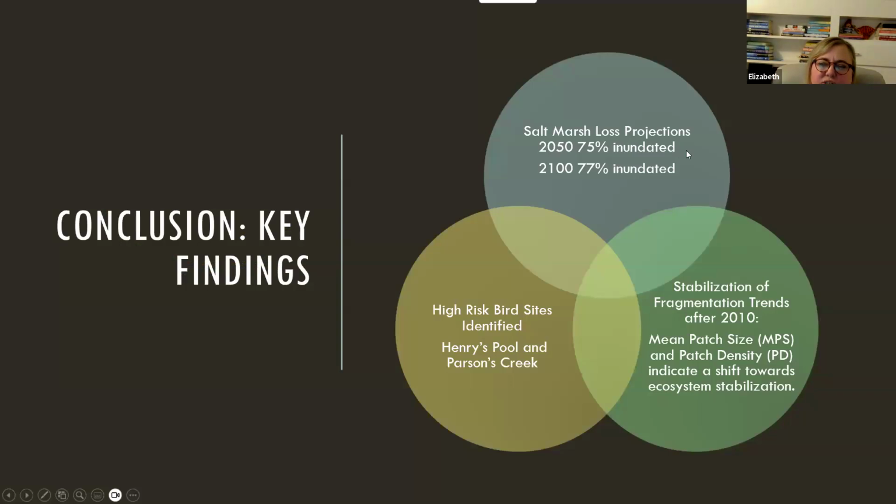I have the projections: 2050, 75% inundated, 2100, 77% inundated. The stabilization of the fragmentation trends, I thought after 2010, showed that the ecosystem shifts back to being a little more stabilized. And overall, for the last 25 years, it's been pretty healthy. And then the high risk bird sites were the Henry's Pool and the Parsons Creek.